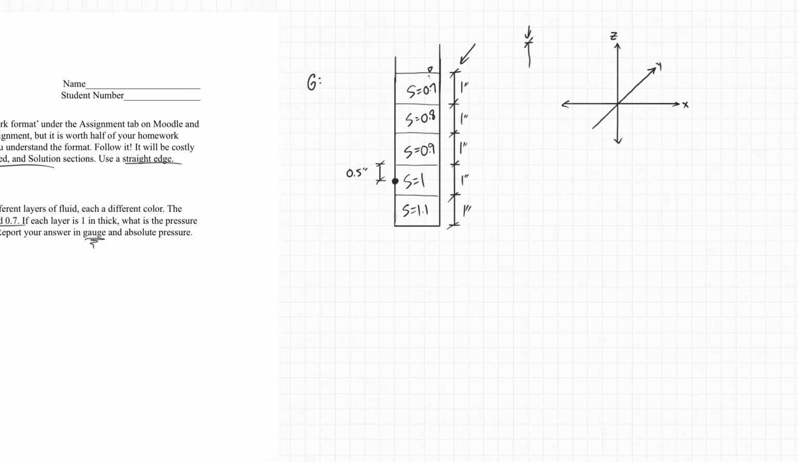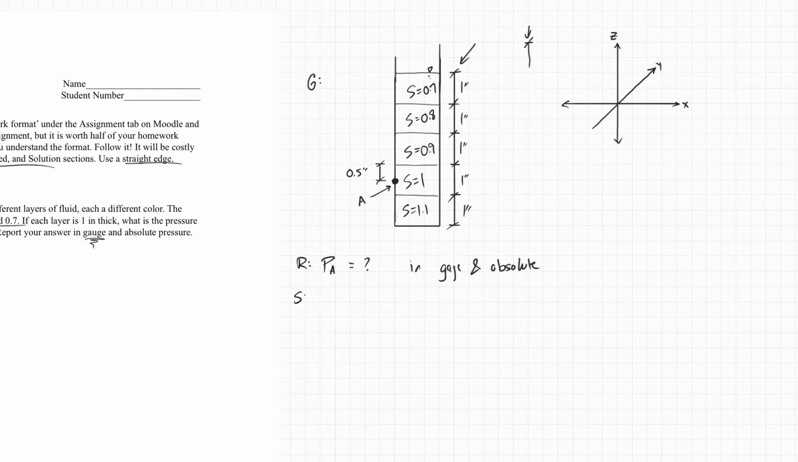Okay, what do we want to know? Well, the requirement is that we want to know the pressure at this point. Maybe we'll call that point A, right? So we'll say the pressure at point A equals what, in gauge and absolute? Okay, so that's 2 things we need.